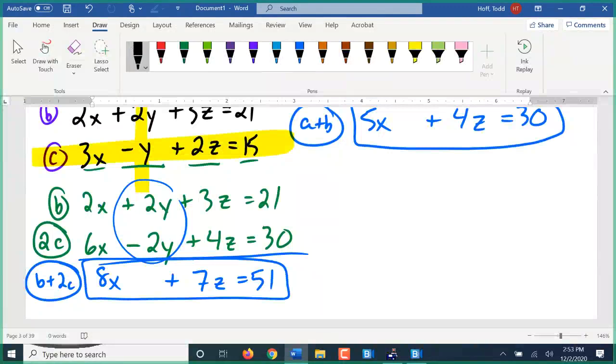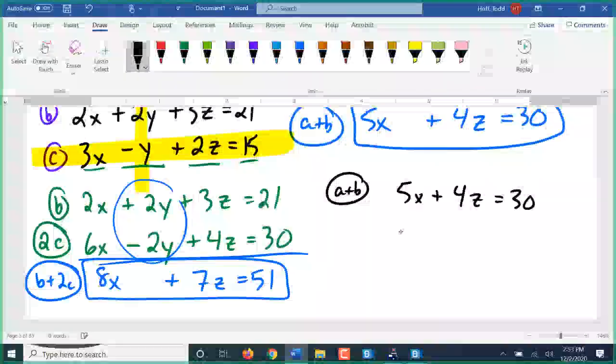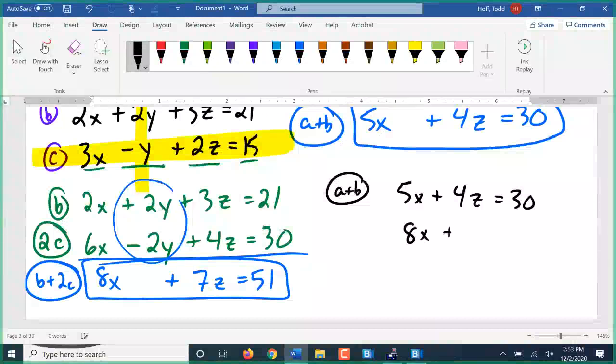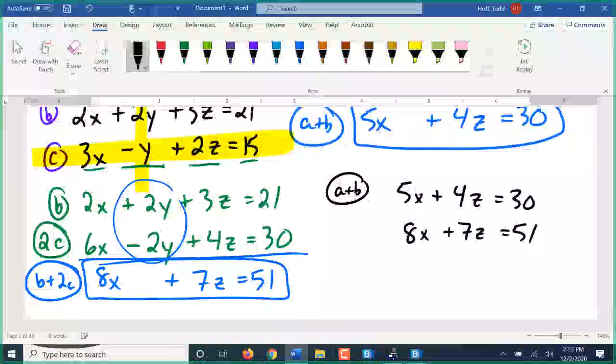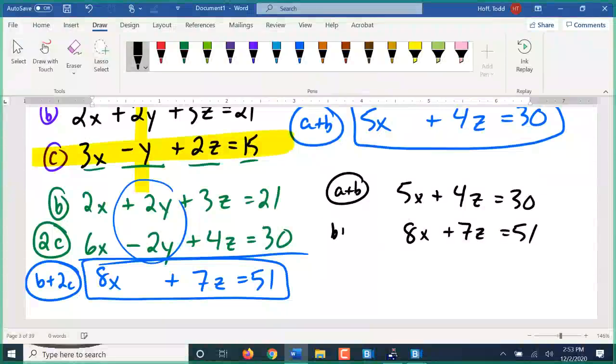So I'm going to bring those over here. I have 5x plus 4z equals 30. That was A plus B. 8x plus 7z equals 51. That was B plus 2C.